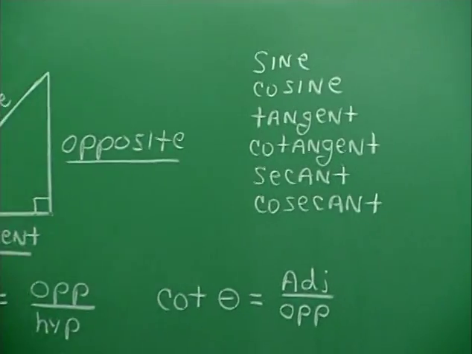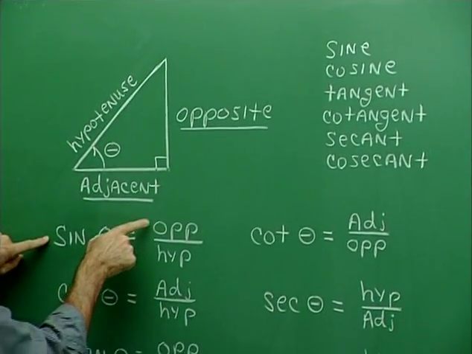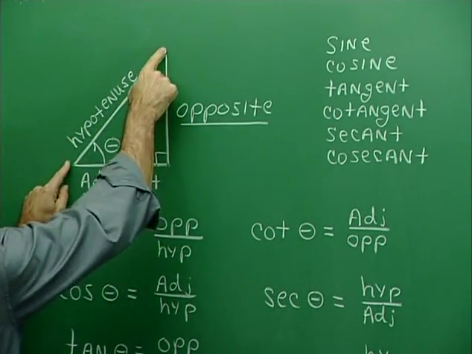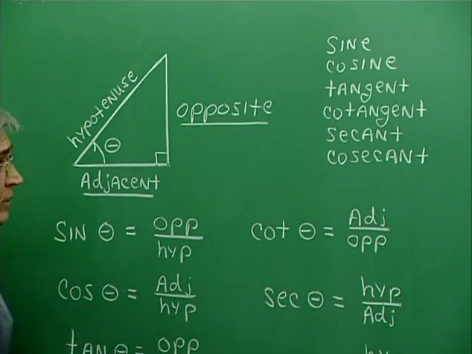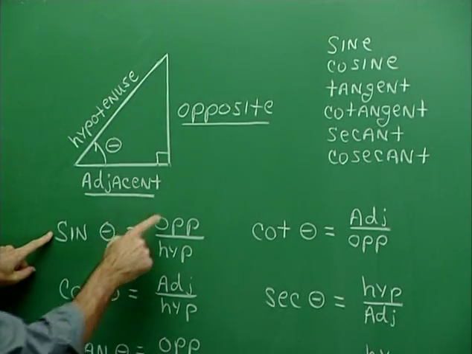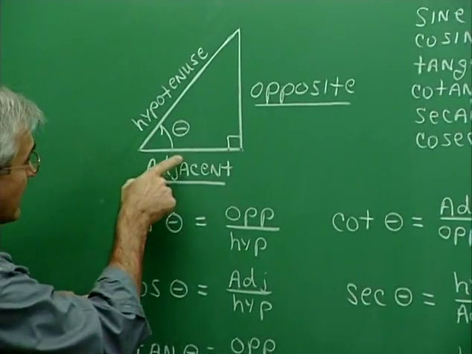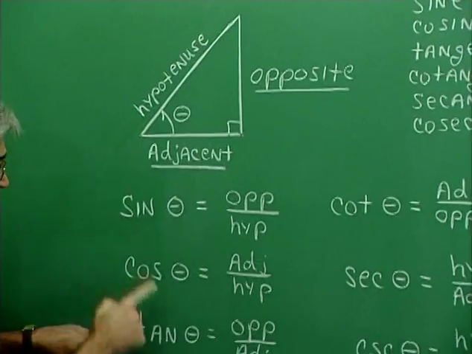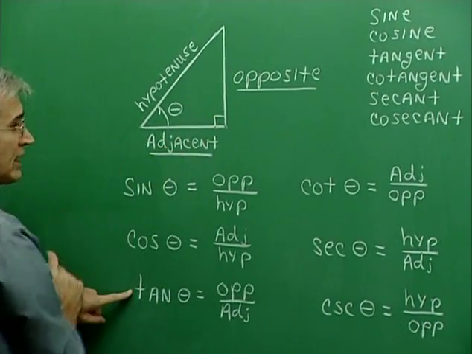So from the perspective of this angle theta, the sine of theta is the opposite side over the hypotenuse. So it's this side over that side. And it's just a fraction or a ratio, and we'll see how useful it becomes in just a little bit. So sine is opposite over hypotenuse. Cosine is adjacent over hypotenuse, so it would be this side over the hypotenuse. Tangent, the tangent of theta, is the opposite side over the adjacent side, opposite over adjacent.